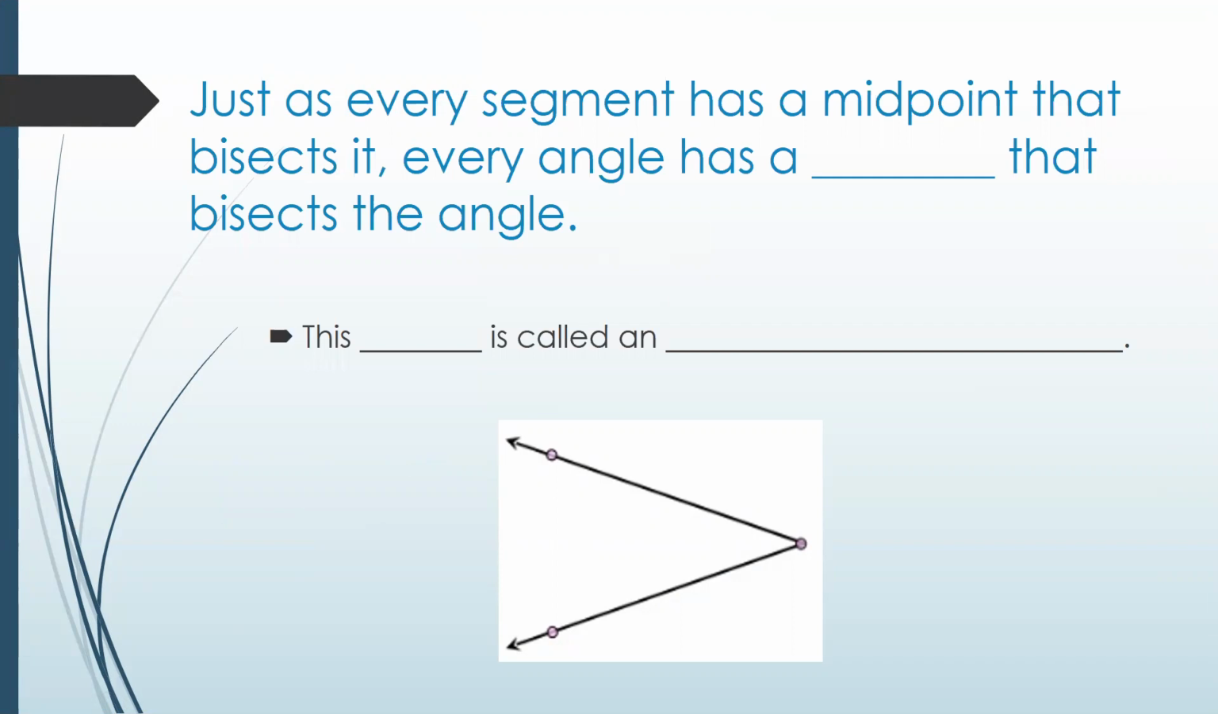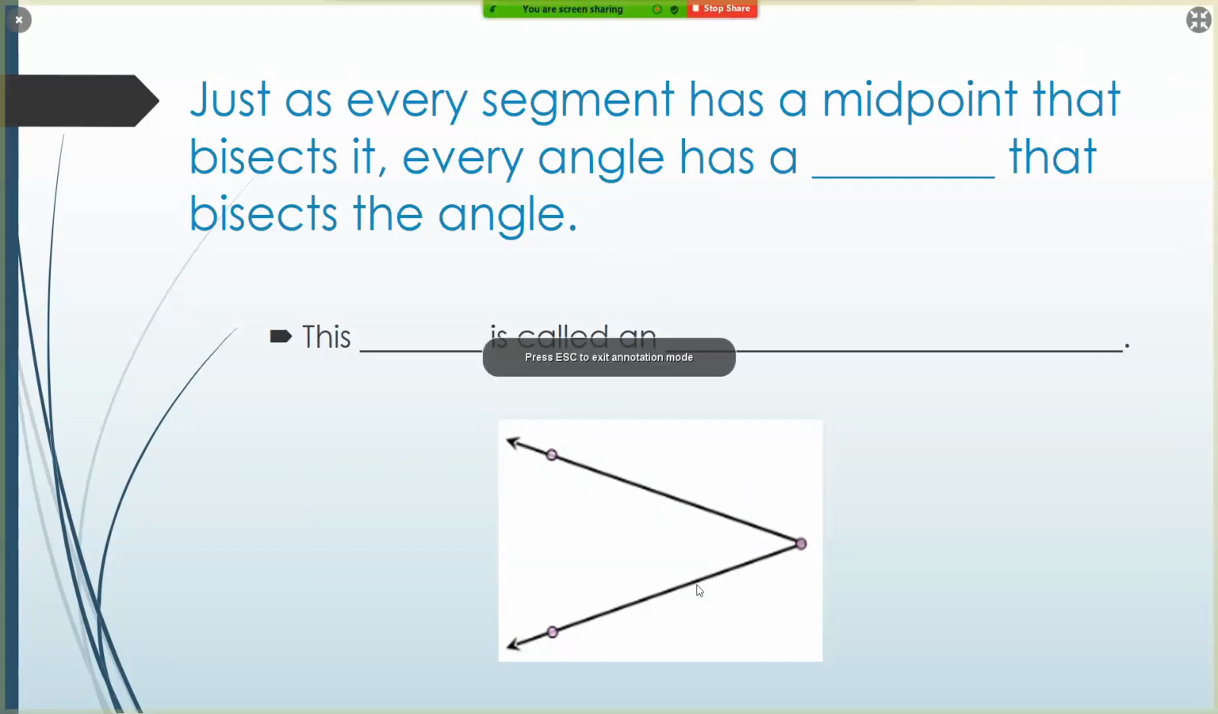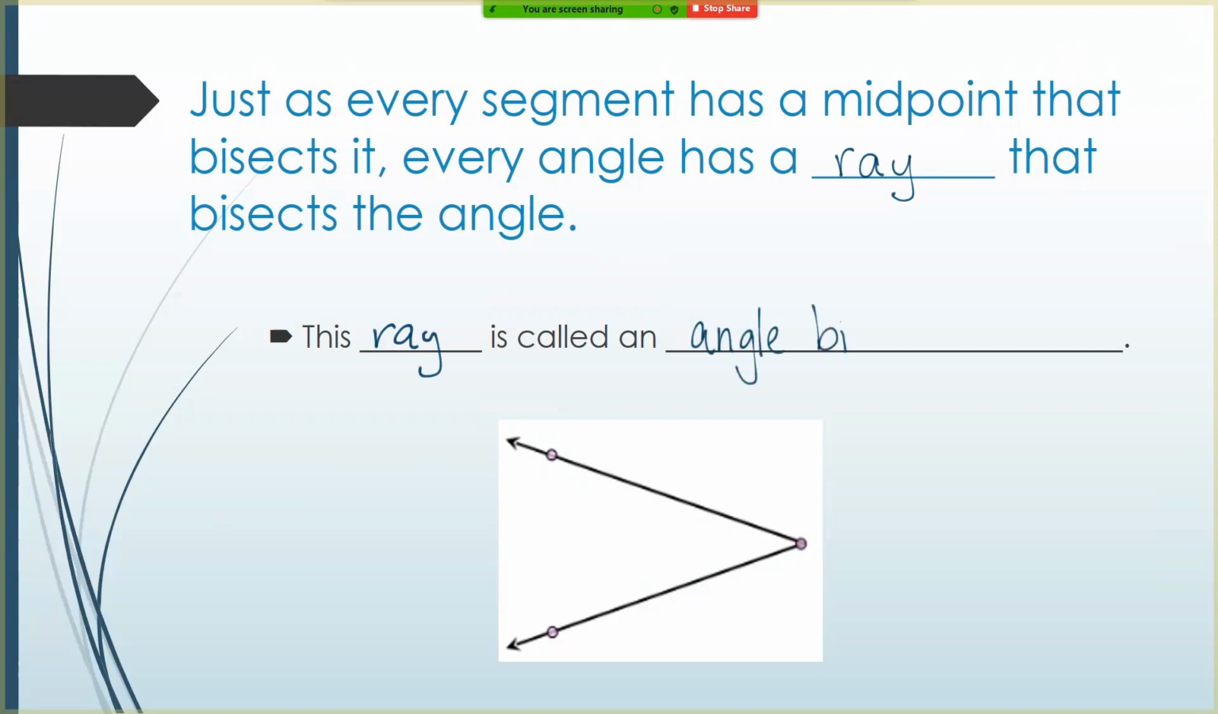So yesterday we talked about line segments having midpoints. So just as every segment has a midpoint that bisects it, every angle has a ray that bisects the angle. This ray is called an angle bisector.